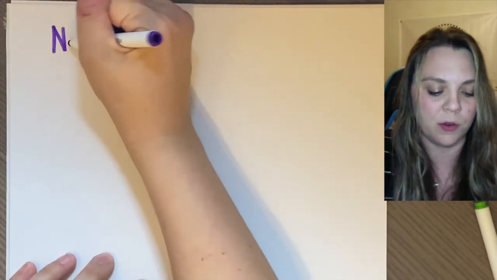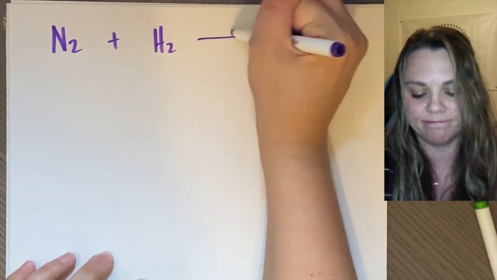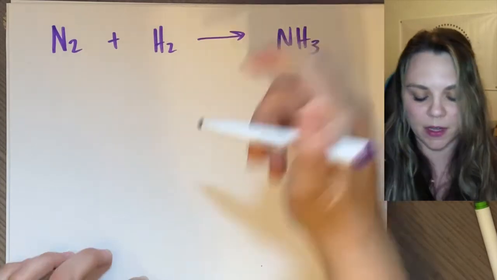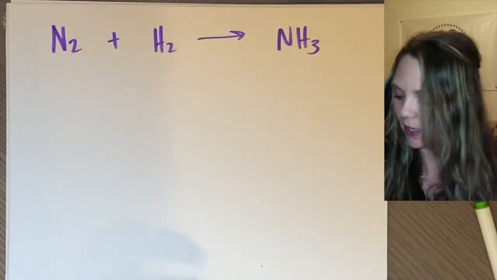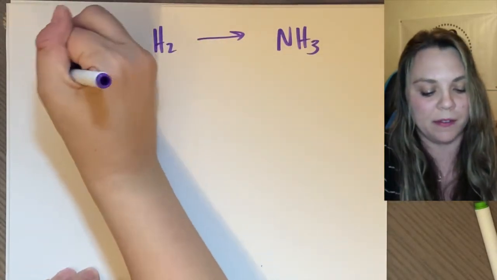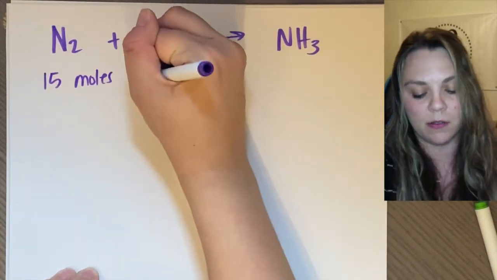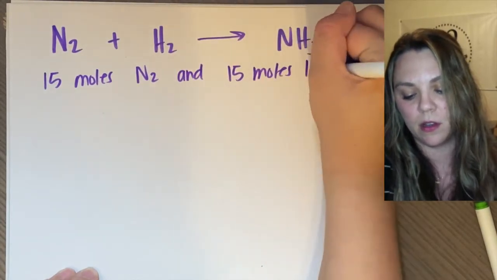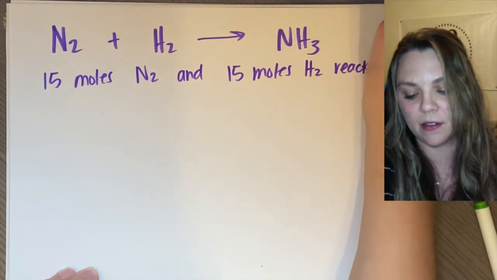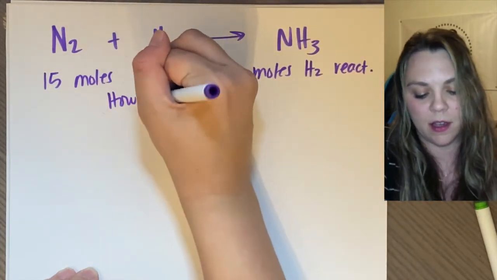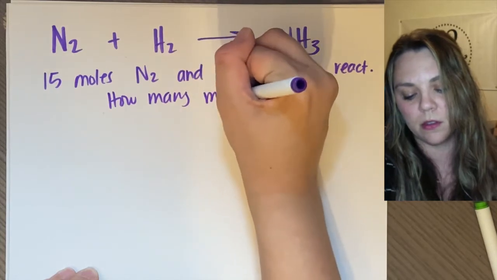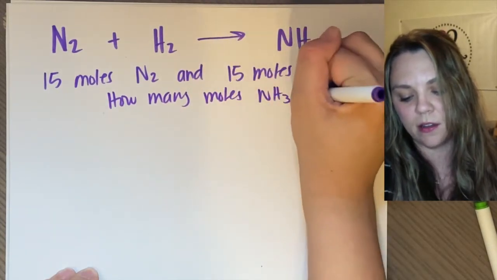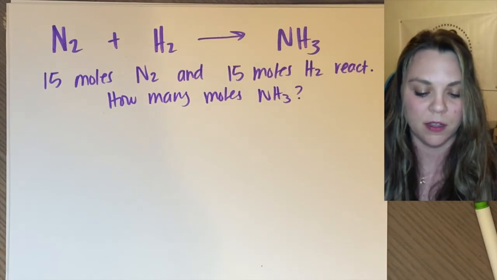We'll save a harder example for a different video, okay? So if we have, of course, this equation, my favorite, okay? And we're told in our problem, we have 15 moles of nitrogen and 15 moles of hydrogen reacting. How many moles of NH3 are actually produced? Okay, so this would be the problem.